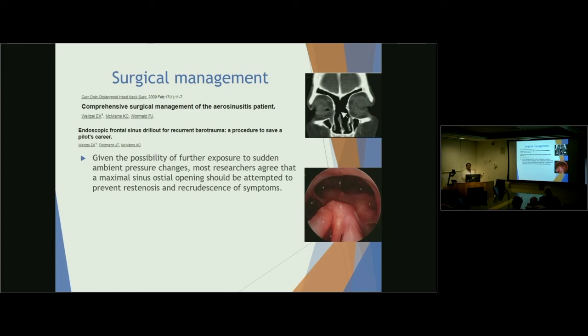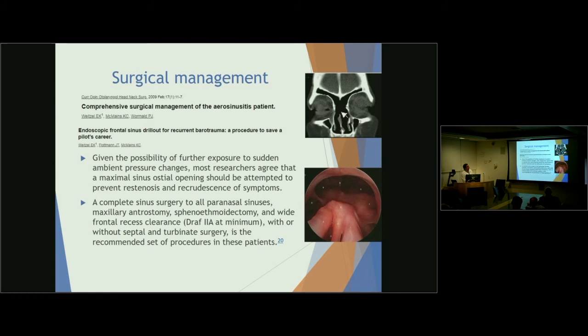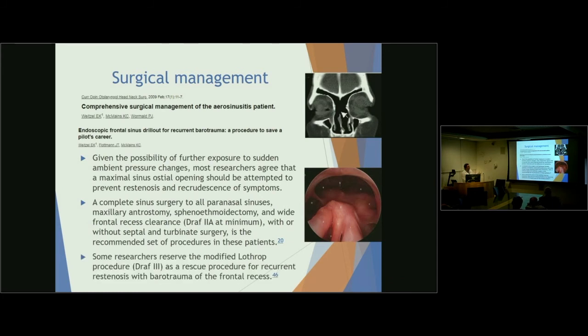So they're recommending to go ahead and do this in pilots who are grounded. But some other folks still do a stepwise approach. They start with a Draf 2A, and if they recur, you can proceed with a Draf 3.